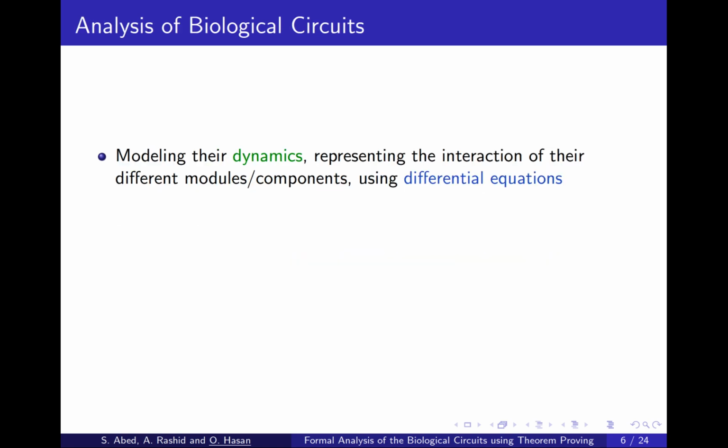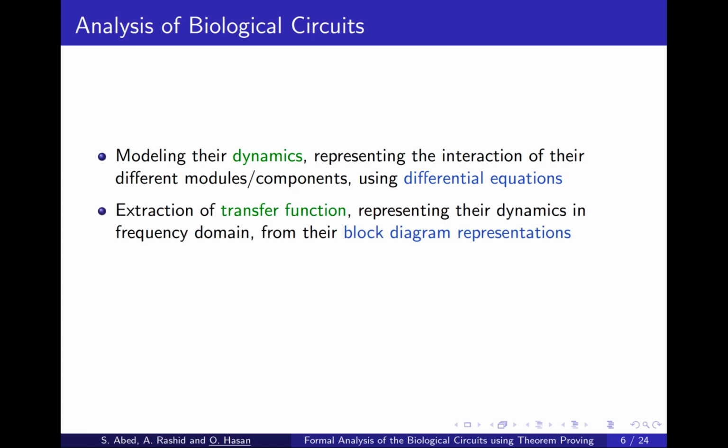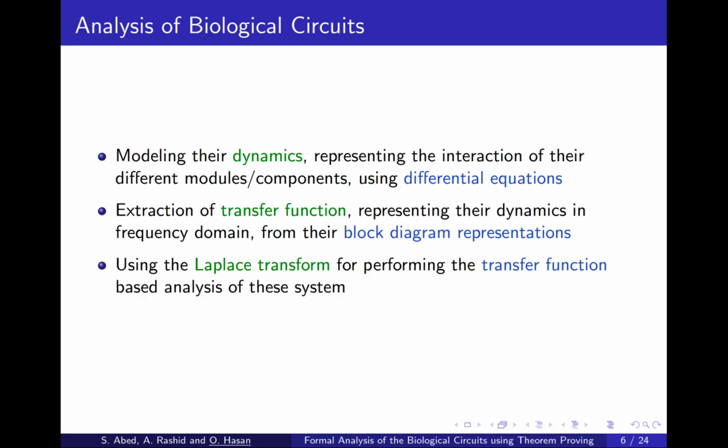Now, the whole analysis process can be broken down into three main steps. The first step is to capture the dynamics of the given system that you have while representing the interaction of its modules and subcomponents using differential equations. So you get a set of differential equations. And once we have captured the behavior in these set of differential equations, the next step is to extract the transfer function that represents the dynamics exhibited by these differential equations in the frequency domain. And in this process, we usually utilize the block diagram representations that are very commonly used in control system analysis. And finally, we use Laplace transform theory to perform the transfer function based analysis of these systems, and this way we can obtain the desired properties of interest of the given system that we are dealing with.